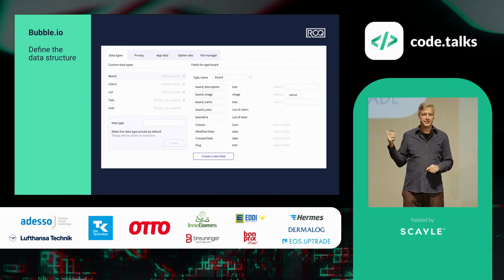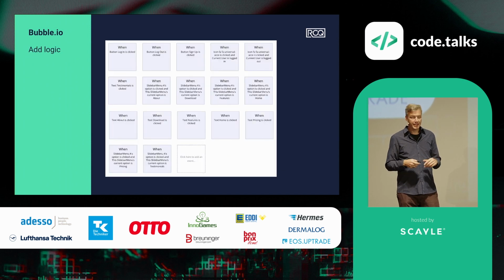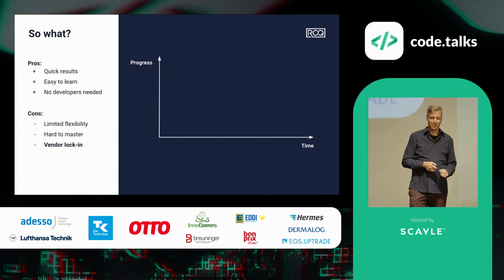Here you can define the data model, so you can say these are the tables, these are the fields, this field is a string, this field is a number, whatever. And then here you define the logic. So you say, when this happens, when the user presses that button, then I send an email, then I do this, and this is how it works. So in this way, you can theoretically build any kind of web application without writing one line of code. Sounds promising.